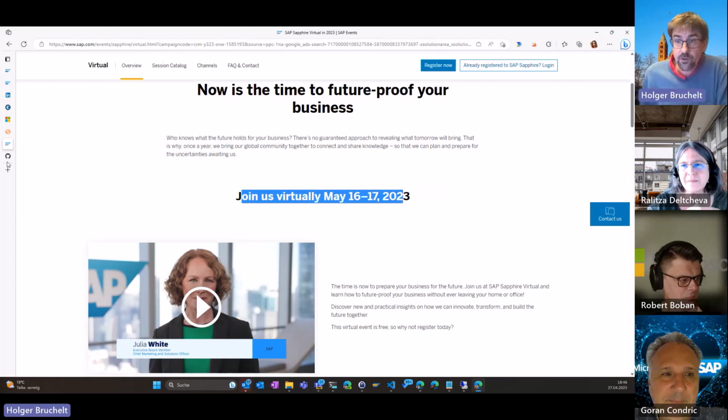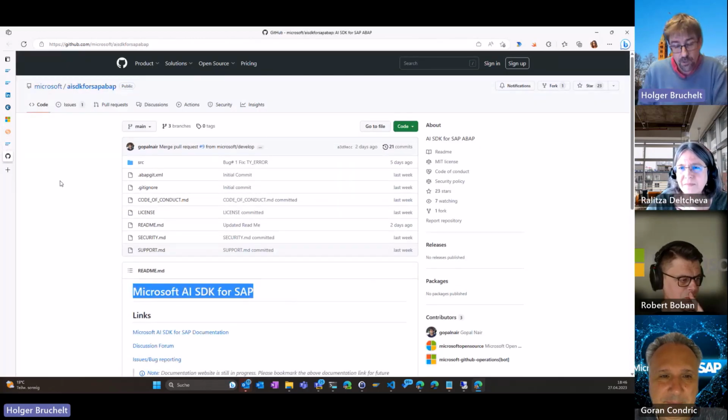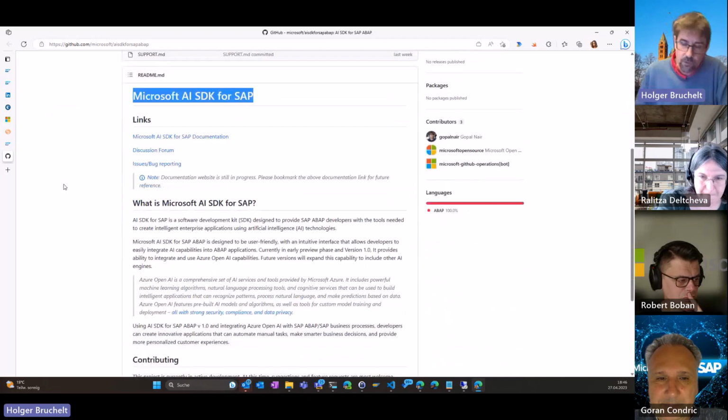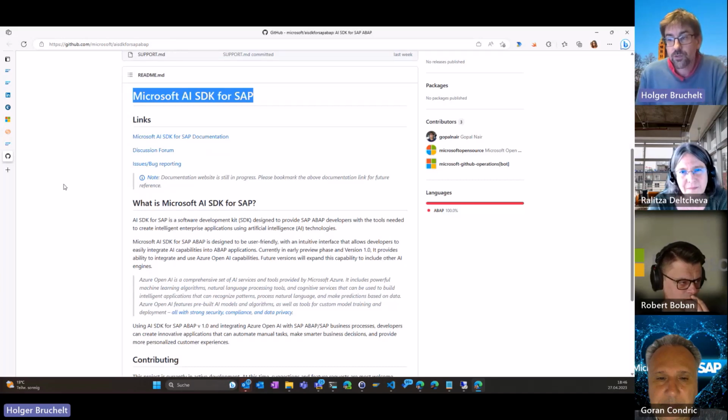One last thing before we hand over to Ralitza is with this whole OpenAI or Azure OpenAI hype or interest with customers. The teams at Microsoft IT have released a Microsoft AI SDK for SAP. So basically this allows an ABAP developer to simply consume and leverage Azure OpenAI services. So the idea is if you are developing an ABAP report or doing some development on the ABAP stack, that you can very easily consume Azure services.